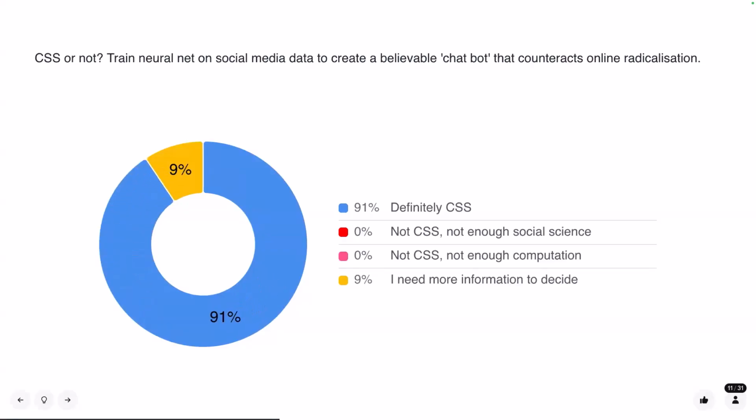If you're saying that we need more information, which is fair enough, it looks like the majority so far are saying that this is definitely a CSS project. I think I probably have to agree with you. It seems to include all of the components of a CSS project, so let's go through it. There seems to be an implicit social science research question here, as we're focusing on people's actions, attitudes, and behavior. We're trying to counteract online radicalization, to cause a shift in people's attitudes, beliefs, and behaviors. And we have a computational method to help us explore this.